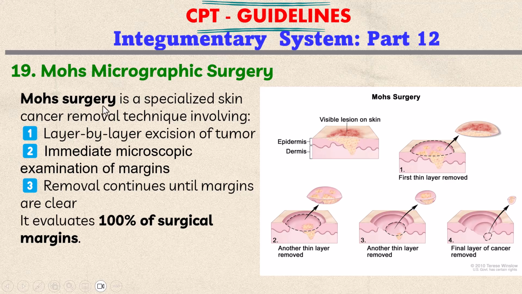Mohs Micrographic Surgery is a specialized skin cancer removal technique involving: 1. Layer by layer excision of tumor, 2. Immediate microscopic examination of margins, 3. Removal continues until margins are clear. So it evaluates 100% of surgical margins. You can see layer by layer it removes the cancer margins until the cancer-free margin appears.